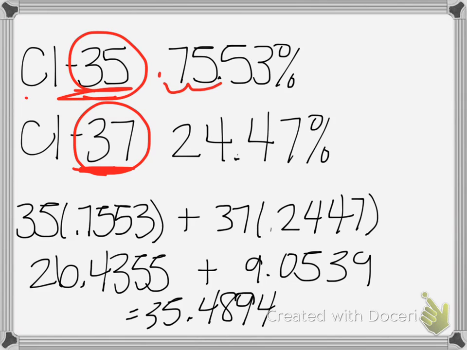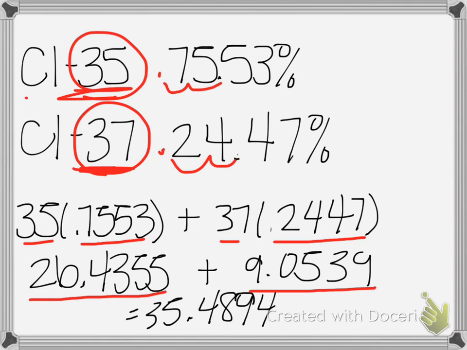Convert both of these into decimal. So we have 35 times 0.7553, 37 times 0.2447. That gives me 26.4355 and 9.0539. Add them together, 35.4894. That is a value that makes sense because it's between the values in my problem. One last thing, AMUs. Okay.